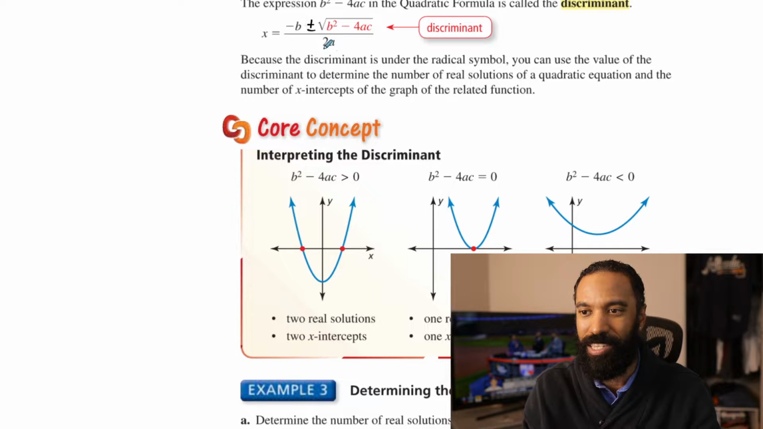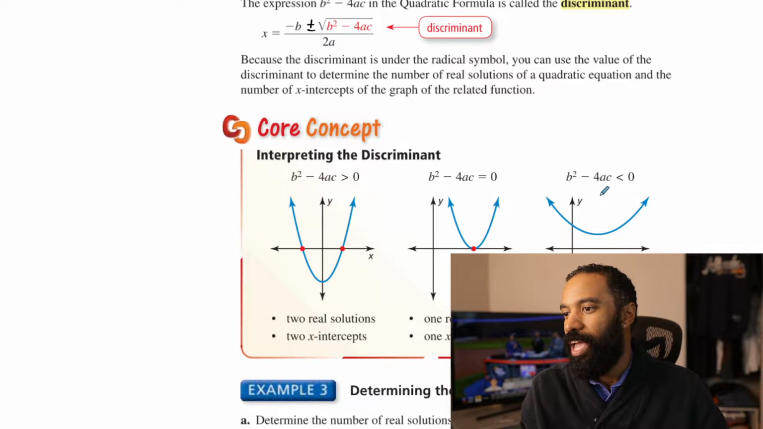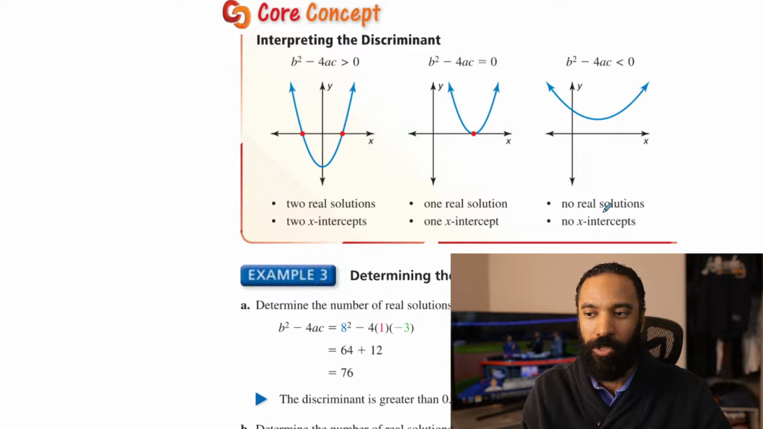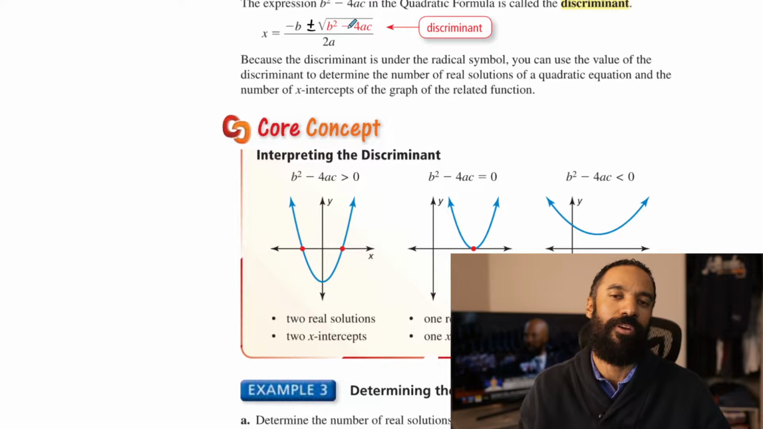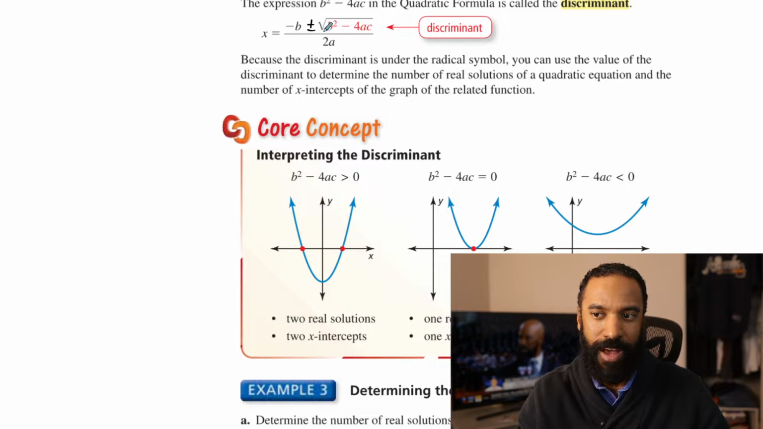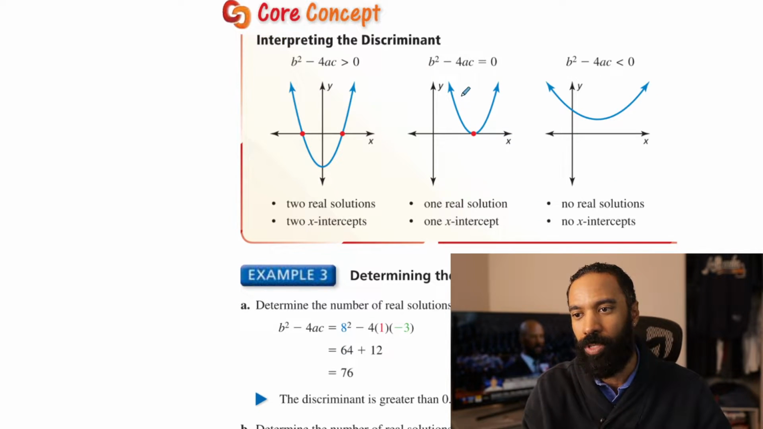Okay, that seems to make sense that negative b over 2a exists there. If your discriminant's negative, you have no real solutions and no x-intercepts. That's because you're taking the square root of a negative, and we can't take the square root of a negative. We are not going to be able to evaluate that. So that's why visually we have that.